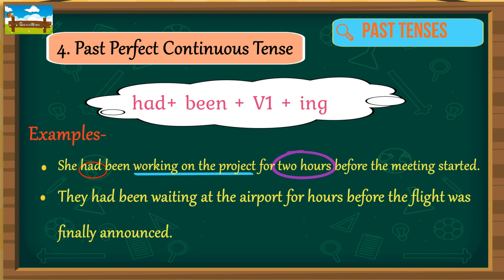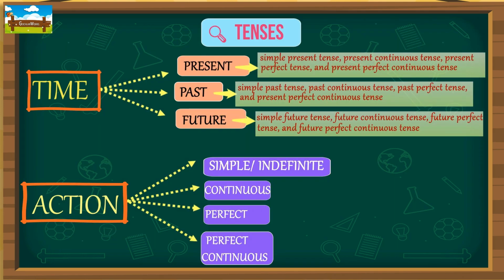They had been waiting at the airport for hours before the flight was finally announced. Here, the action, waiting at the airport, was continuous for an unspecified period in the past, and it had been happening before another event, the flight being announced. In both examples, past perfect continuous tense helps convey the idea that an action was in progress for some time before a specific point in the past.